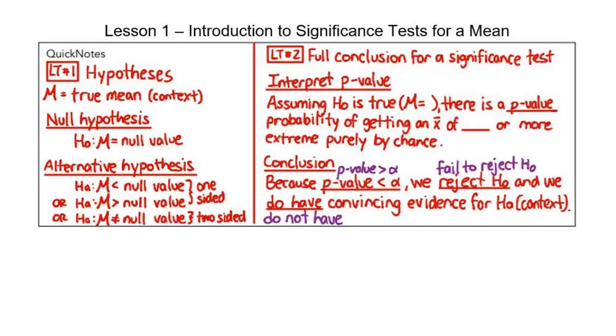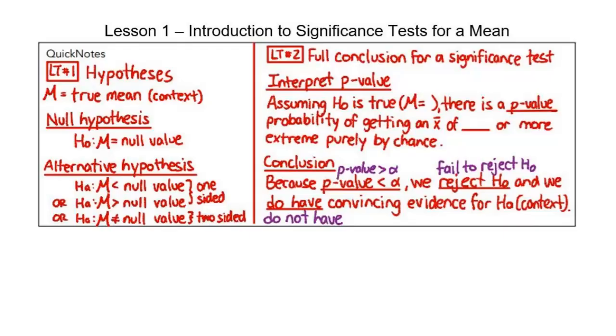Our null hypothesis is always going to be that mu is equal to whatever the null value is, whatever it is that is being claimed at the beginning. And then we have three possibilities for the alternative hypothesis. We have that mu is less than the null value, mu is greater than the null value. Those would both be one-sided tests. Or we have simply that mu is not equal to the null value, in which case we have to include both tails. So that would be a two-sided test.